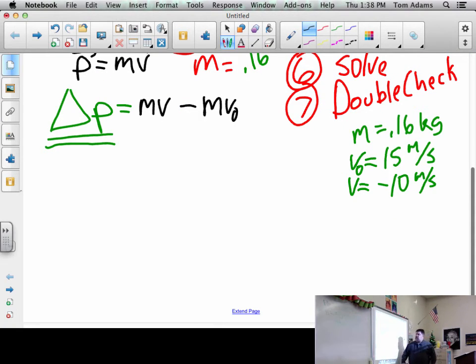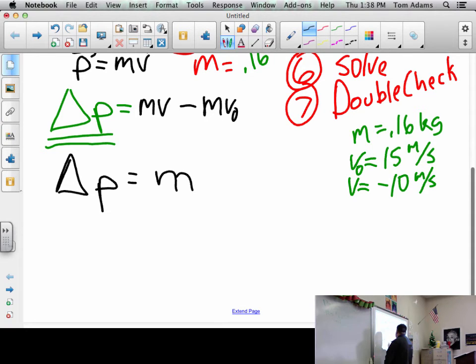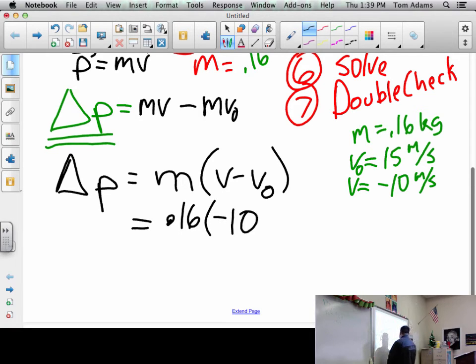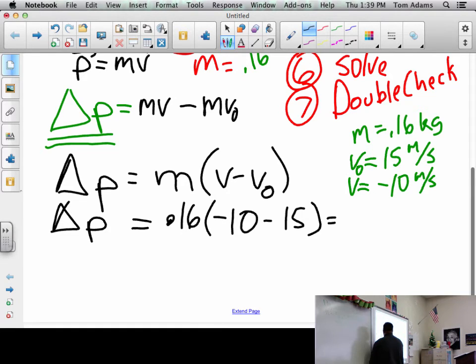Now, I'm also a mathematician, so to make my life a little easier, what Mr. Adams is going to do is factor out the mass, because it's the same mass. Does the mass of the baseball change at all? No. Sure doesn't. So now I've got the mass, which is 0.16, and then I've got negative 10 minus 15. So I have a change in momentum of 0.16 times negative 10 minus 15.